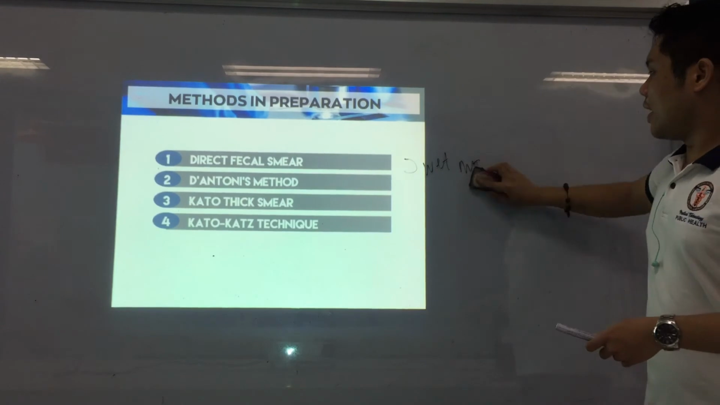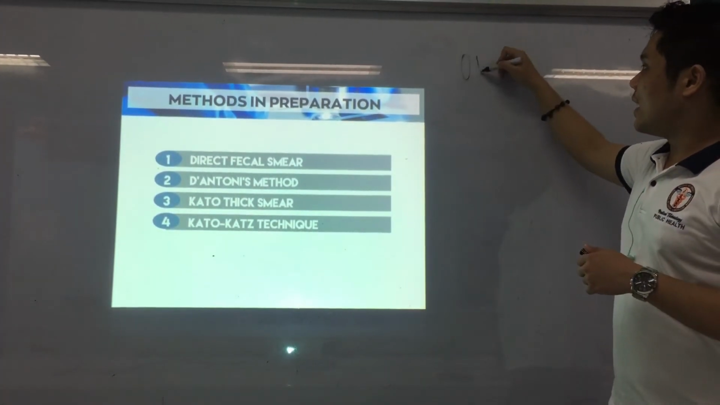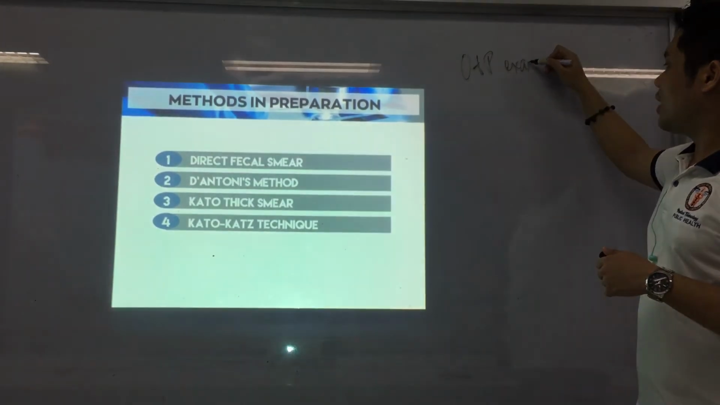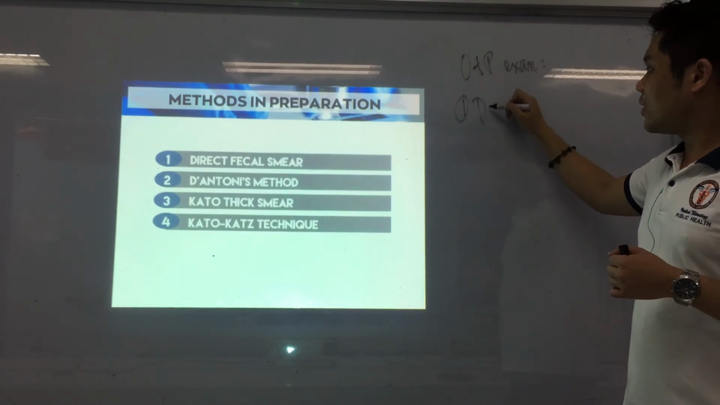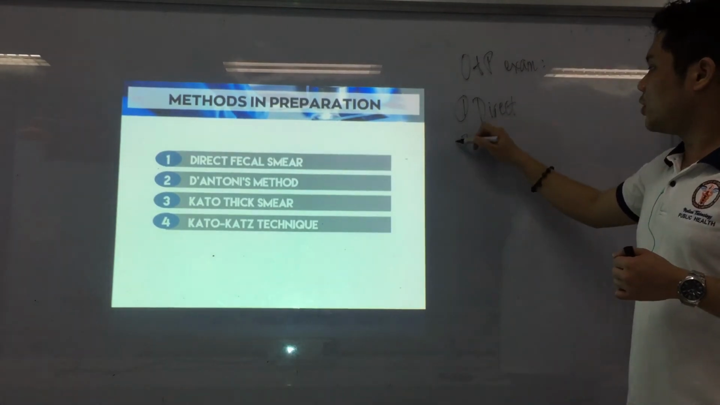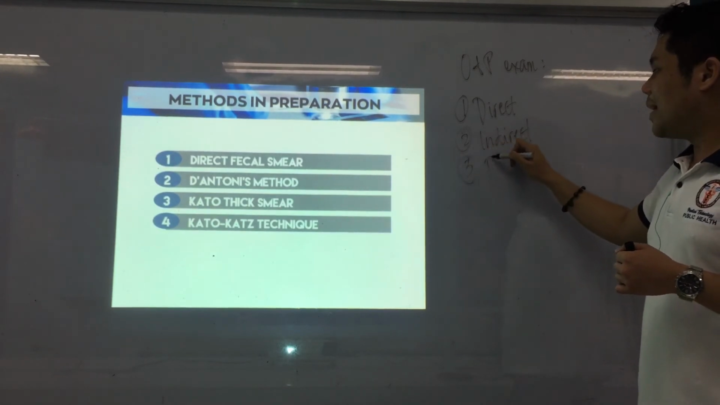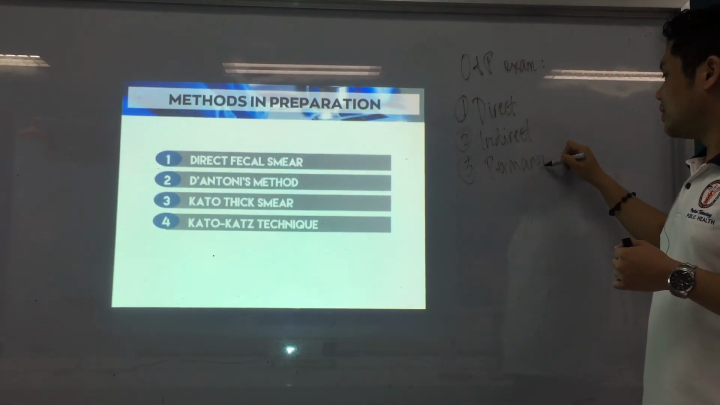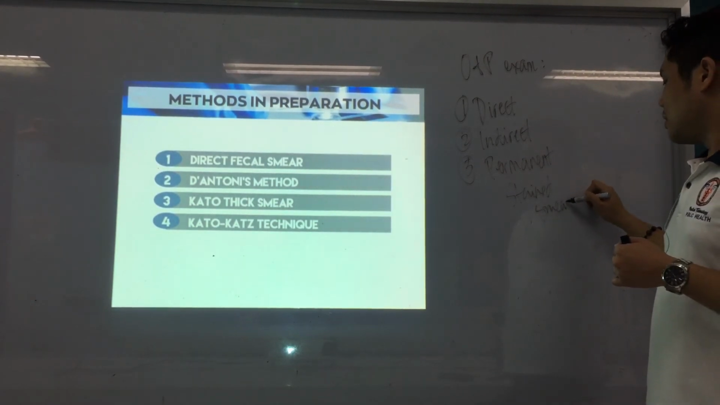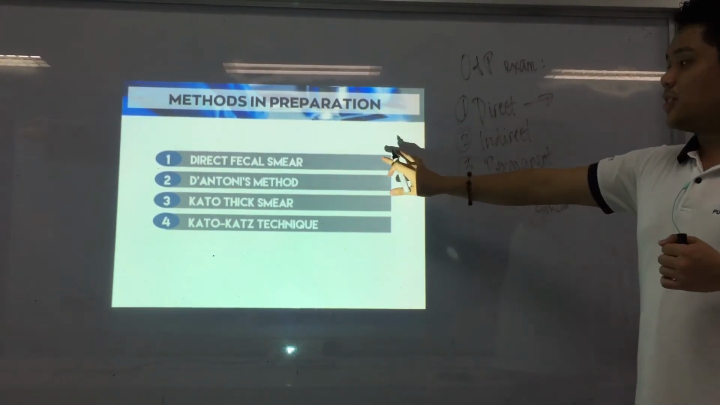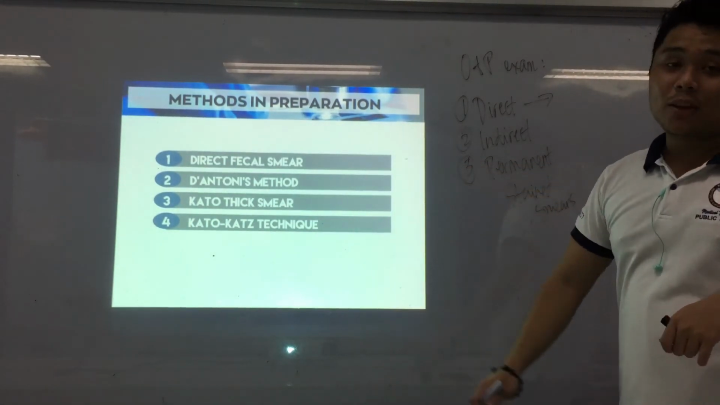According to Bailey and Scott's, your ova and parasite, O and P, examination consists of three stages. Number one is your direct wet mount. Number two is your indirect wet mount. And the third is the permanent stain smears. Now, your direct wet mount consists of the direct fecal smear and D'Antoni's. Some even perform Kato-Katz and Kato-Thick also.